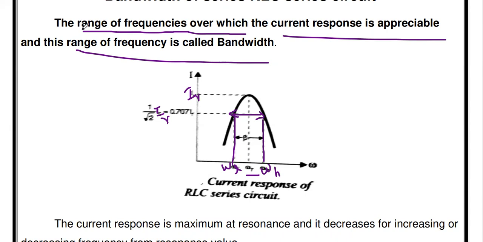So you see the definition: the range of frequency over which the current response is appreciable, that is, somewhat maximum, is called the bandwidth. Now we are going to derive the bandwidth, that is, the range of frequency. This is the difference between the higher cutoff frequency and the lower cutoff frequency, and it is called the bandwidth.